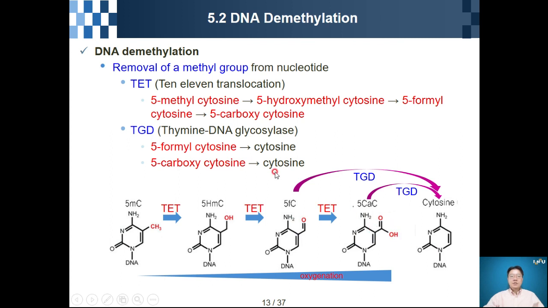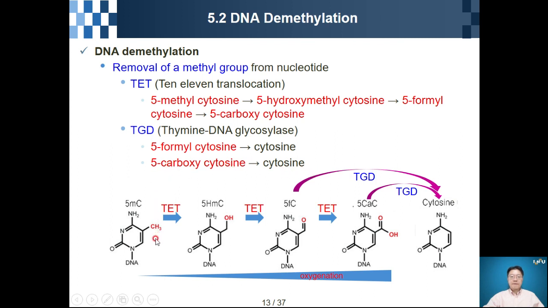So once again, DNA demethylation is the removal of a methyl group from a nucleotide. Two enzymes, TET and TDG, are involved in DNA demethylation. Actually, we have to memorize this step because this is a very important procedure in this chapter 5.